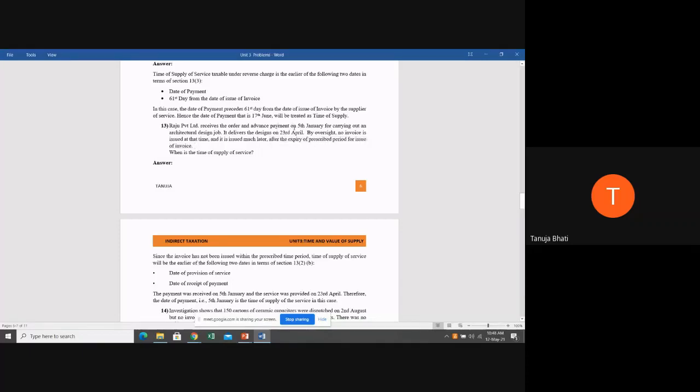Payment is received on 5th of January and the services is been delivered on 23rd April. So the date of providing the service is 23rd April and the date of payment is 5th January. So what is going to be your time of supply, students? Which is the earlier date? 5th January. Yes. So very good. Let us see our solution.